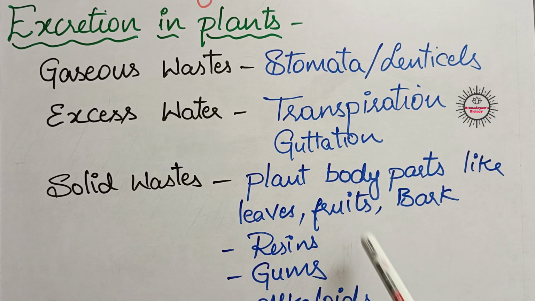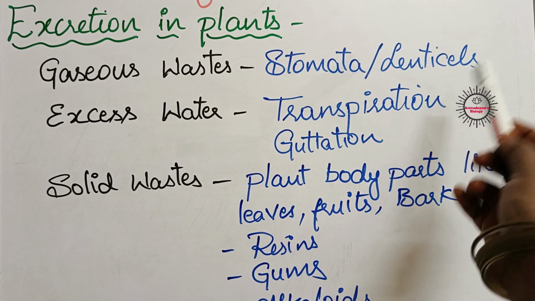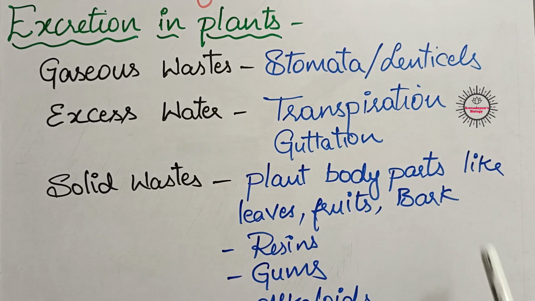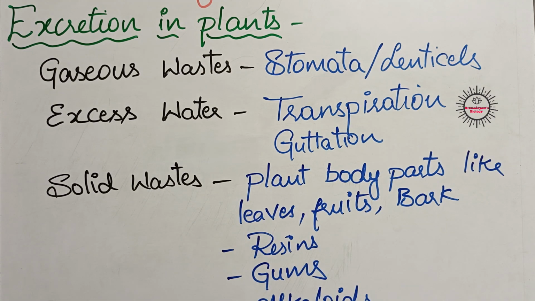Whereas guttation means excess water is removed in the form of water droplets through the stomata of the leaves. So in the transpiration process, water is removed in the form of vapor, whereas in guttation, water is removed in the form of water itself, water droplets. So by these two processes, water is excreted.